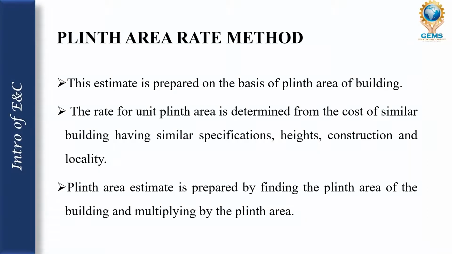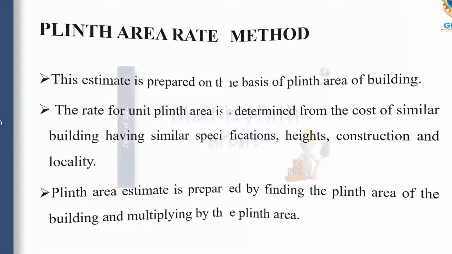So the first one is the plinth area method. This estimate is based on the plinth area of the building. The plinth area rate can be found out by using the plinth area of the building. So the plinth area estimate is prepared by finding out the plinth area of the building and multiplying it by the plinth area rate. In the next slide.